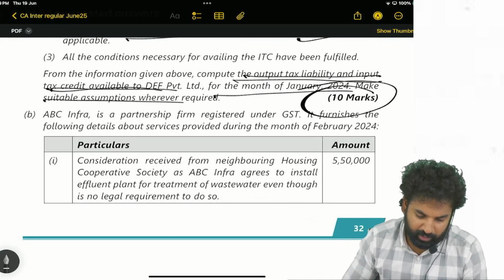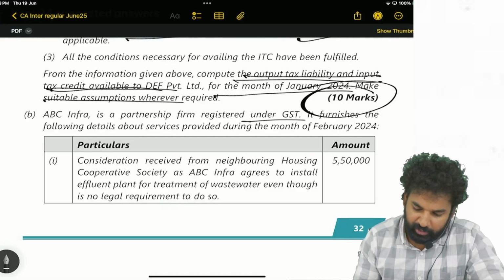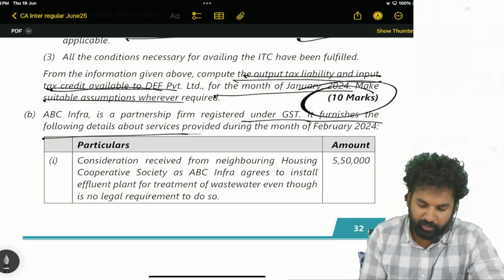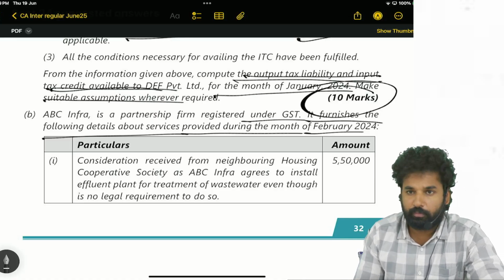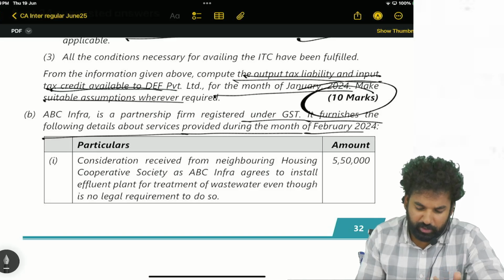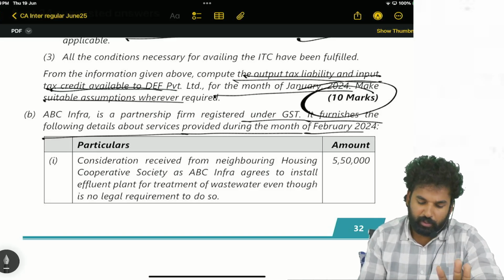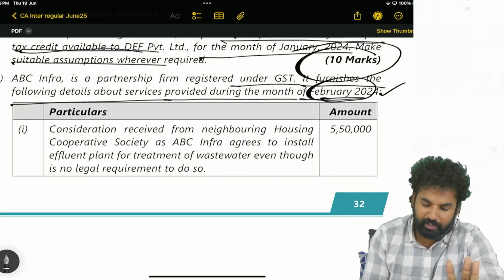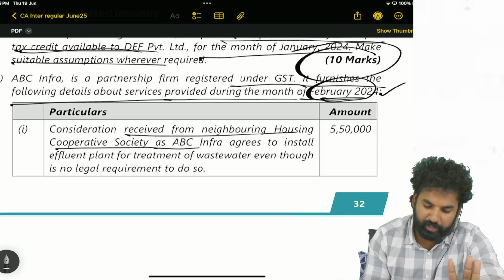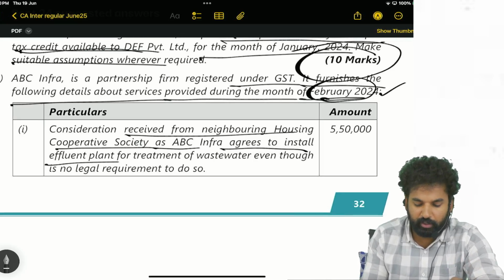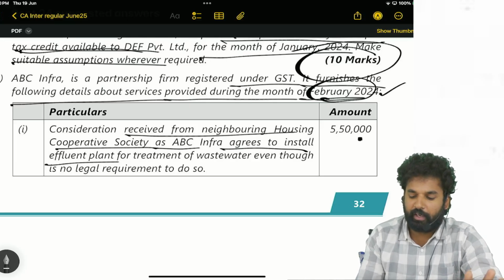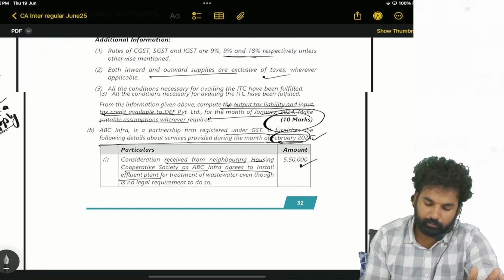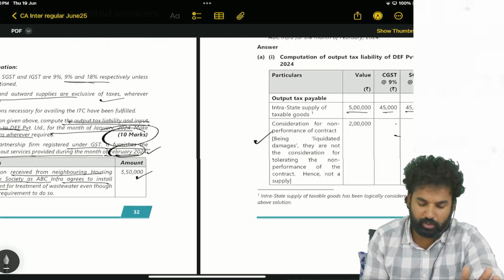See, ABC Infra is a partnership firm registered under GST. It furnishes the following details about services provided during the month of February 24. Consideration received from a neighboring housing cooperative society, as ABC Infra agrees to install an effluent plant for treatment of wastewater, is 5,50,000. Supply made, so CGST and SGST have to come.